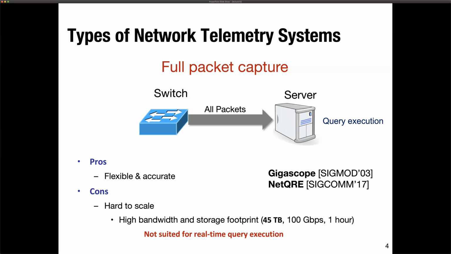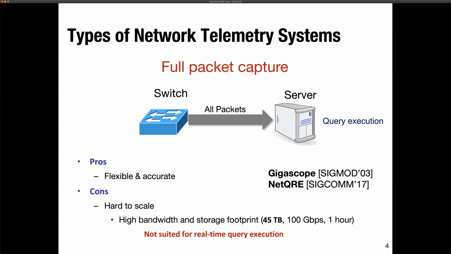It has a high bandwidth footprint and a high storage footprint, right? So bandwidth footprint, it is intuitive that if you have a 100 Gbps link or 100 Gbps of traffic coming into the switch, and if you are capturing each and every packet, then you need a bandwidth provision of 100 Gbps so that you can push all those packets to a server, right?